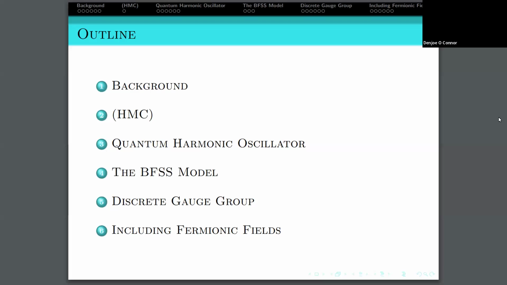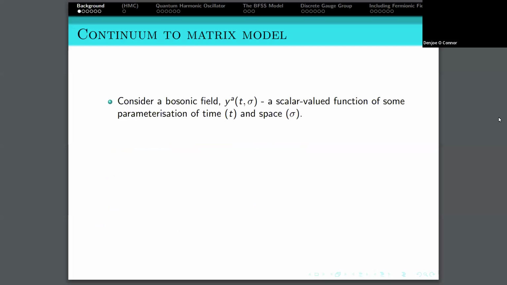So the outline of our project is I'm going to give you some background and I'm going to explain the Hamiltonian Monte Carlo algorithm that we used for the project. Tim will bring us through how we applied it to the quantum harmonic oscillator and the BFSS model. And then Matthew will explain how it was applied to the discrete gauge group and how we included fermionic fields.